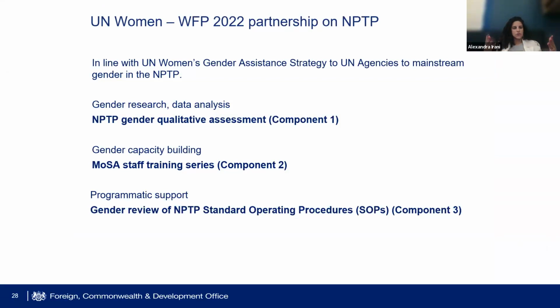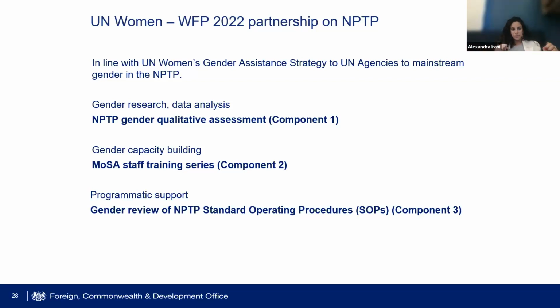And so this partnership was based on 3 components: a qualitative assessment of the National Poverty Targeting Program. This was very important because it complements the regular quantitative post-distribution monitoring that WFP does and ensures gender and inclusion is taken into account. Second is training of ministry staff on GBV and gender concepts. And third is updating standard operating procedures of the ministry working on poverty targeting.